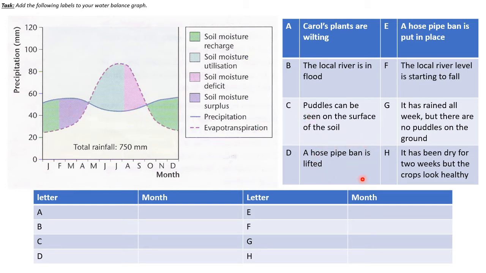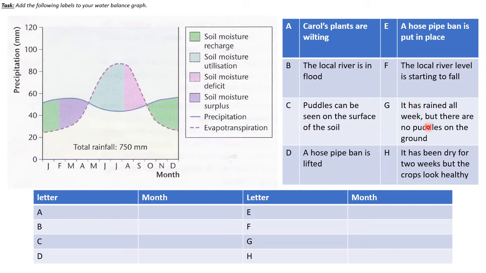A hosepipe ban is lifted. Well, that means that there was a shortage of water, but there isn't any more. So actually, it's probably going to happen at some point from, I suppose October, possibly through to February, when basically there's more moisture and there's more water. A hosepipe ban is put in place. Well, that's got to happen at some point after evapotranspiration is higher than precipitation. So it's going to be any period during the deficit you would have thought. So again, June, July, August, September would be the sort of period.